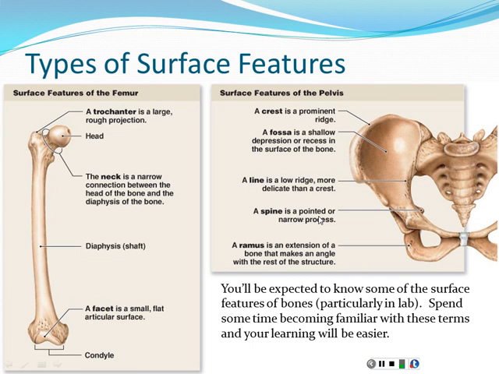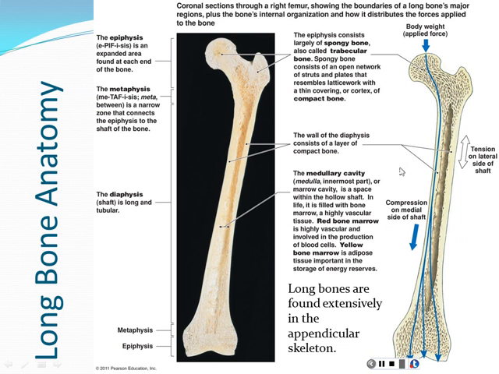A spine is a pointy part. And then a ramus is a part that makes an angle. So like here in the pelvis, this would be the ramus right here because it makes an angle. We're going to go through all these when we talk about the actual bones later, but just a little introduction to some of those words so they're not entirely new when you see them in other places, like foramen and canal.